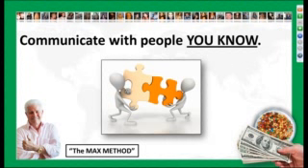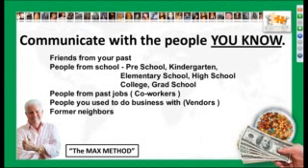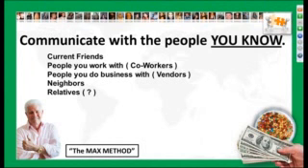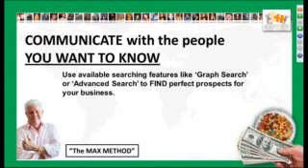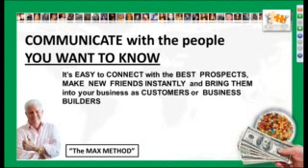Communicate first with the people you know. Now remember, we're writing to our friends from our past. We're writing to our current friends. We're now connecting with them. Okay? We're now connecting to them, and we want to connect with people we want to know. So we're going to use the available searching features like graph search or advanced searches to find people, perfect prospects for your business, people that you don't know.